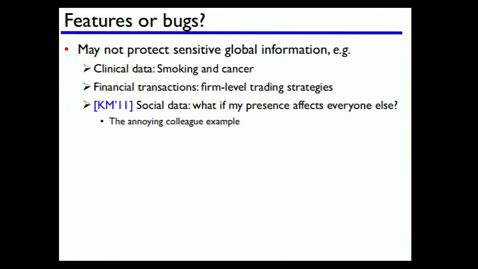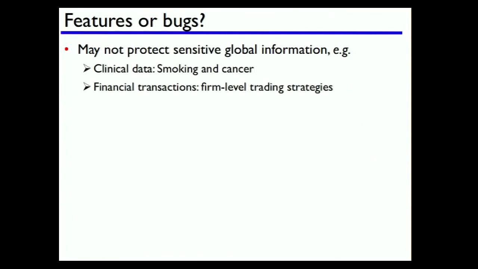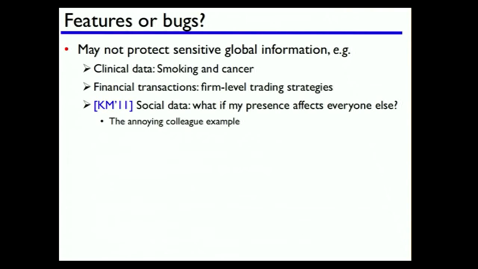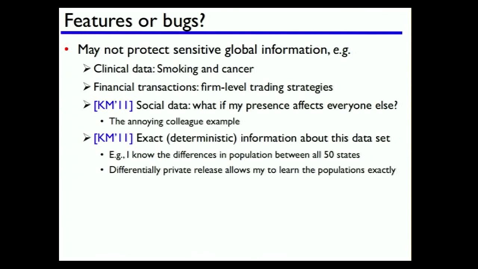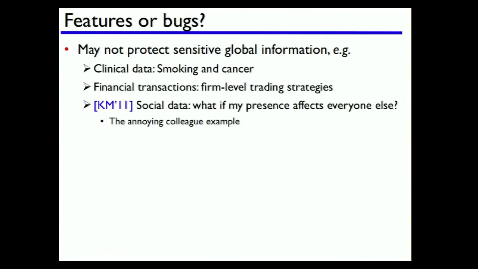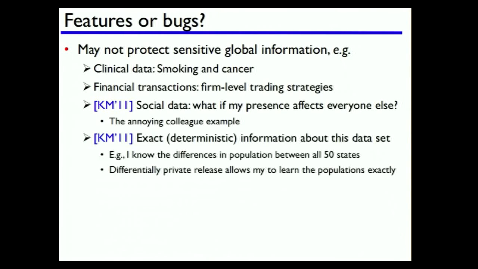And so when the data is about people who actually react together, it becomes much harder to say what's my data and what's your data, right? And I would say that was nicely pointed out in the paper of Kifer and Machanavajjhala last year. And they had another example in the same paper where they were looking at what happens if I've got exact deterministic information about this data set that somehow comes from another source.